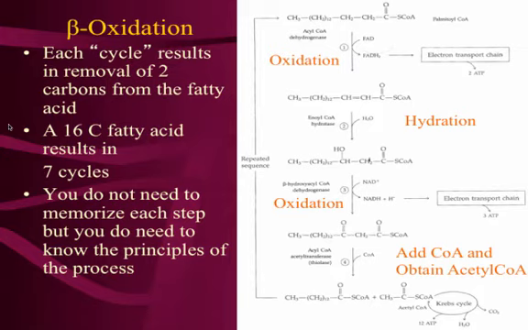So put this in your notes, and this will make sense hopefully now and definitely later. The number of cycles for oxidizing a fatty acid with an even number of carbons equals the number of carbons divided by 2 minus 1.